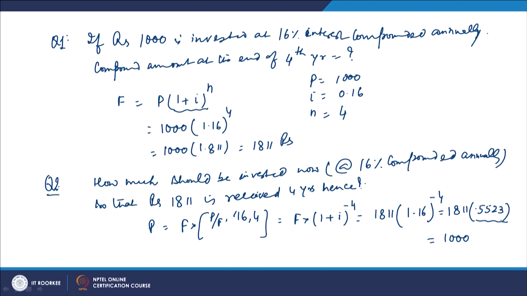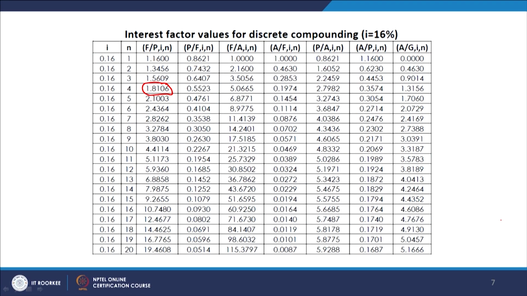This factor is the single payment present worth factor, and you can again refer to it from the table. What you see is 0.5523, so it is P by F, i, n. That single payment present worth factor is used to give you the present value when you are given some future amount, the rate of interest, and also the time. That way you can calculate those values.